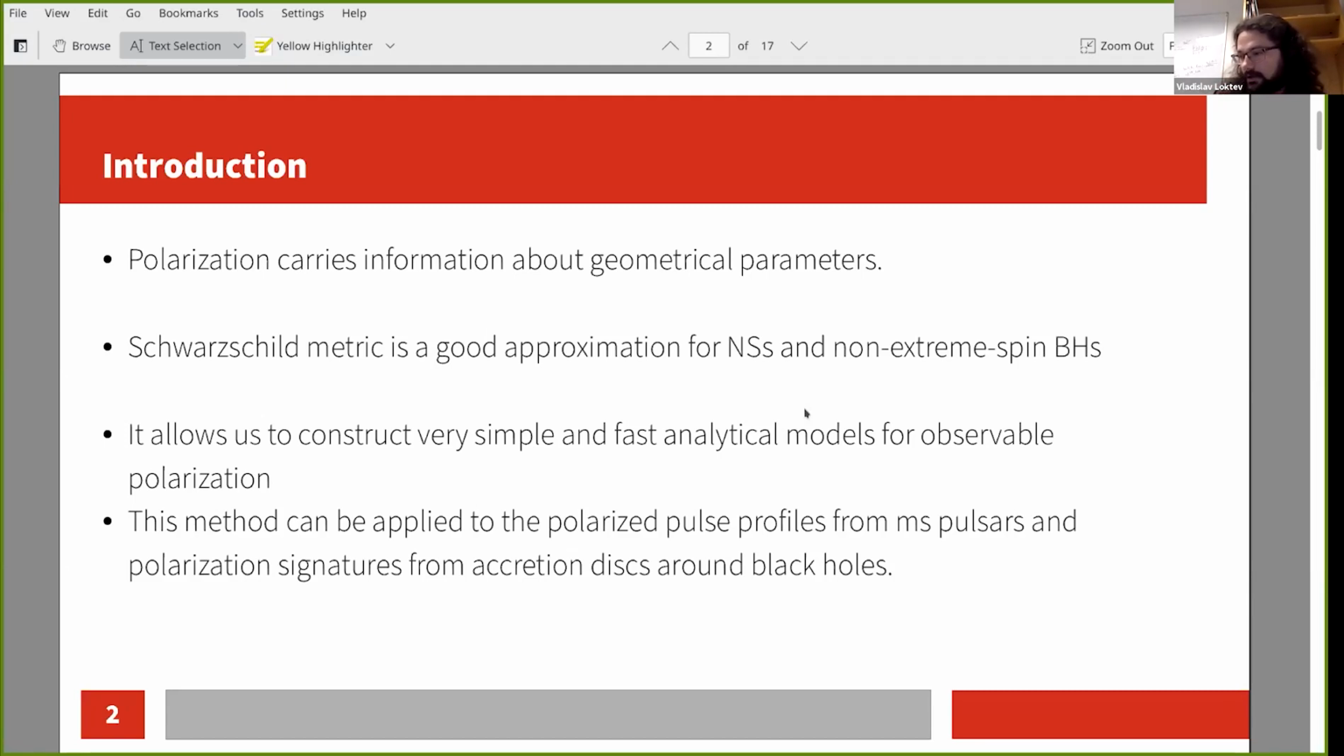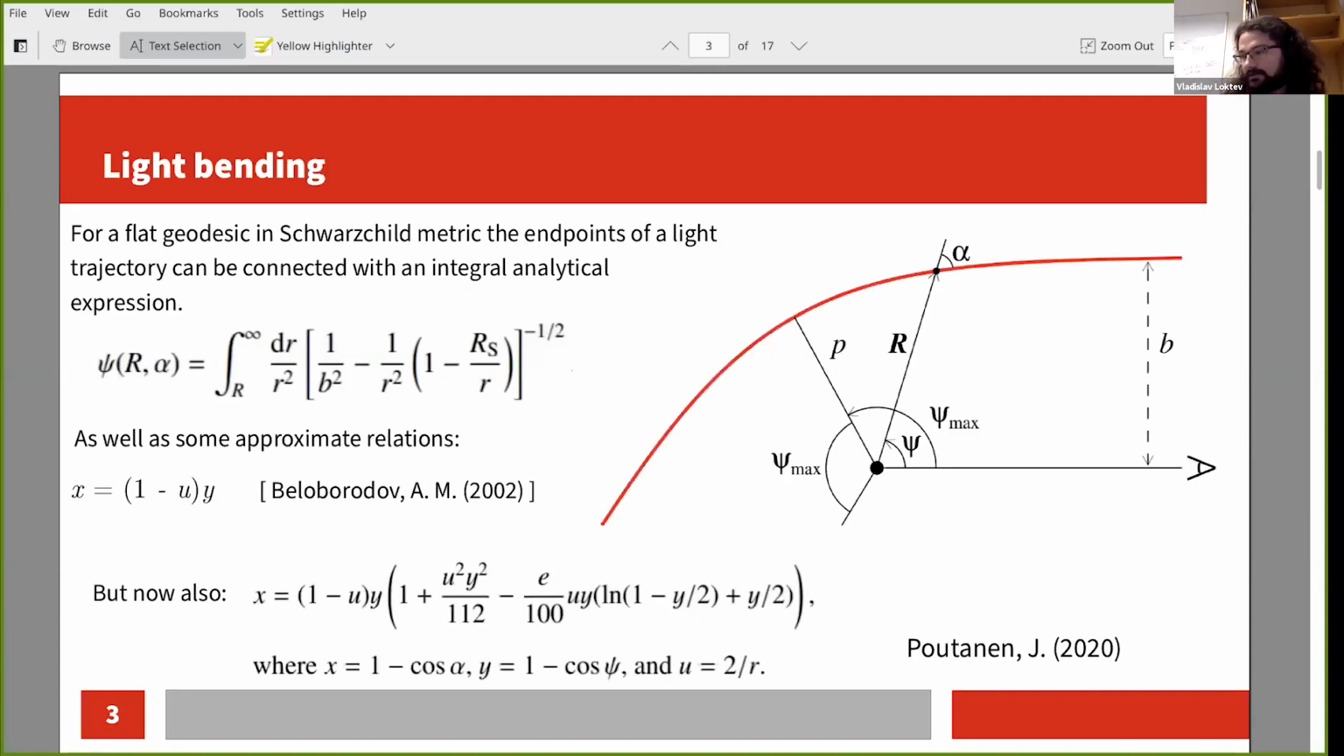Now we'll review how this idea was applied to accreting millisecond pulsars, and then to the accretion disk in X-ray binaries. Here is a very quick recap of how light bending looks in the Schwarzschild metric. Basically, the geodesics are planar, and the light trajectory lies in a plane, and its endpoints are connected with an integral equation of the light trajectory, which is shown here in the formula.